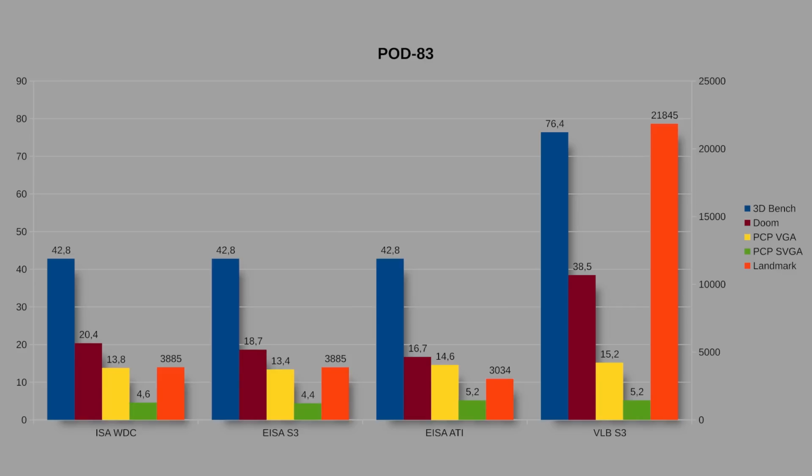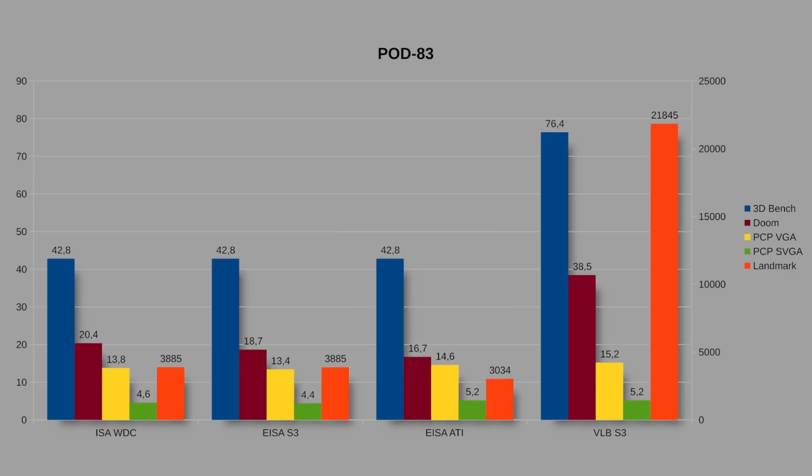In PC Player VGA benchmark, once again, EISA ATI Mark 32 was faster than the ISA WDC and EISA S3 cards, but slower than the VLB graphics card. Remarkably, Mark 32 was right between the ISA and VLB cards. And in SVGA PC Player benchmark, it was even just as fast as the VLB card.